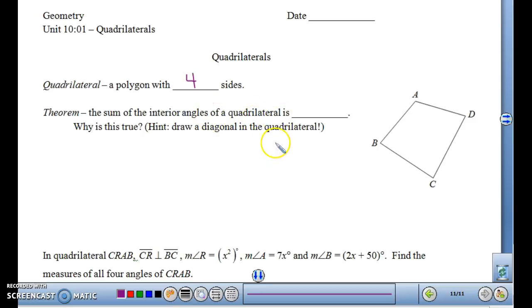So, we have a theorem that says the sum of the interior angles of a quadrilateral is, well, you may know from previous lessons, or previous years in school, that it's 360 degrees. But do we know why? Well, that's why it's true. So let's draw a diagonal in this quadrilateral. I'm going to draw a diagonal from B to D.